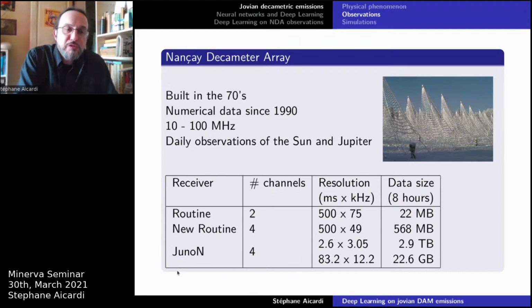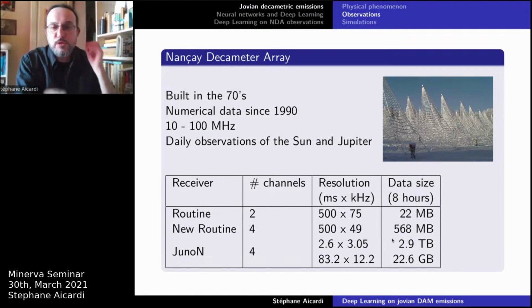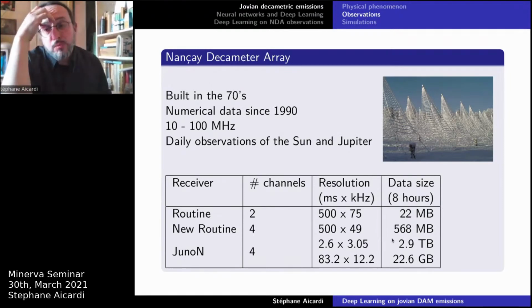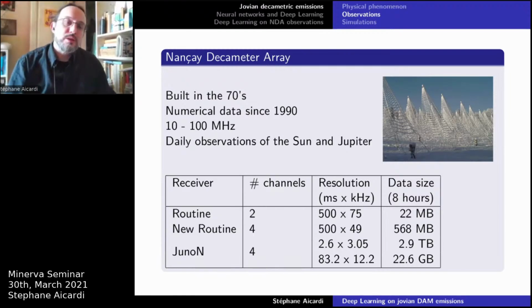But if we take the Juno N receiver, it can go up to 3 terabytes per day, which is obviously huge and difficult to store in the long run. So we need a way to choose if we need to keep those high resolution data, and this work is a way to achieve this.